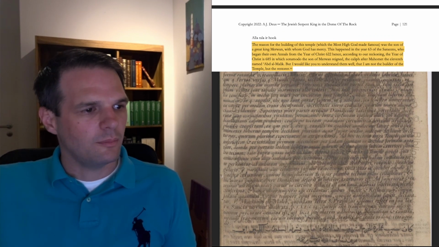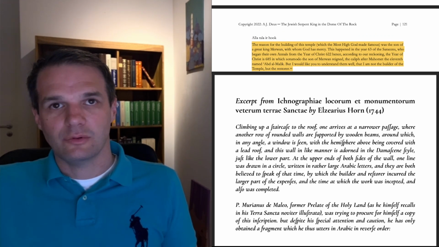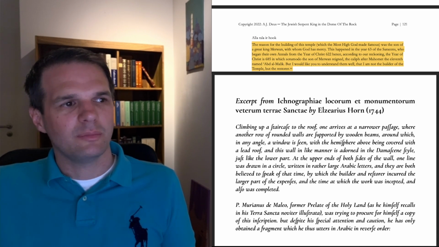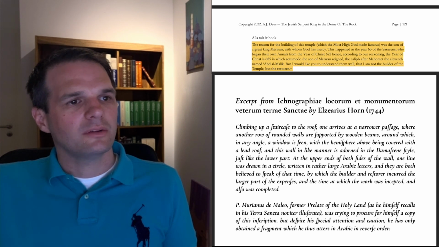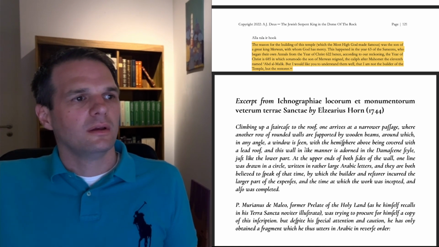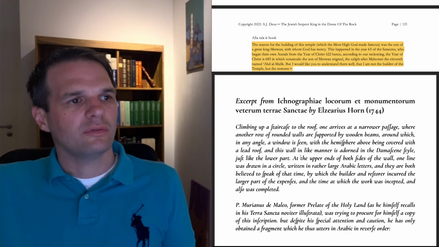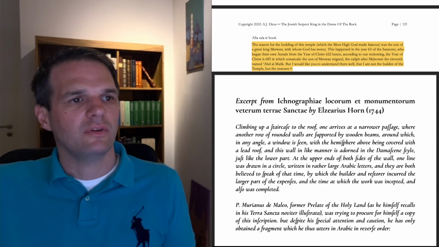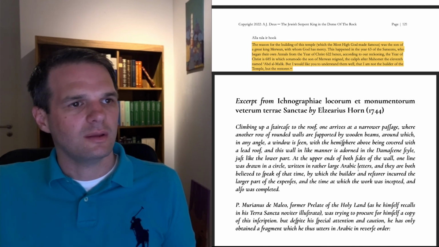And I made my own translation here. As I said, my Latin is absolutely terrible to non-existent, so particularly the beginning of my translation is not very good. But I think it becomes clear what's being said. So, climbing up a staircase to the roof, one arrives at a narrow passage where another row of rounded walls are supported by wooden beams, around which in any angle a window is seen, with the hemisphere above being covered with a lead roof. And this wall, in like manner, is adorned in the Damascene style, just like the lower part.